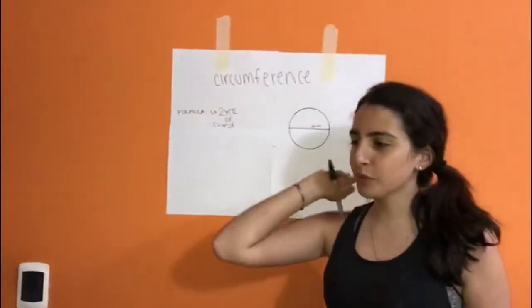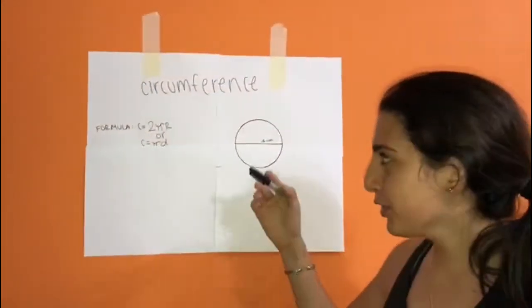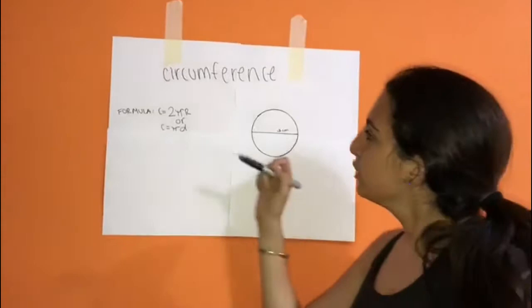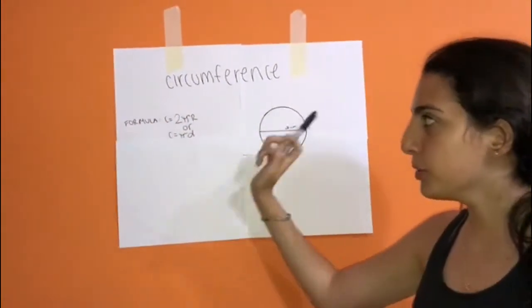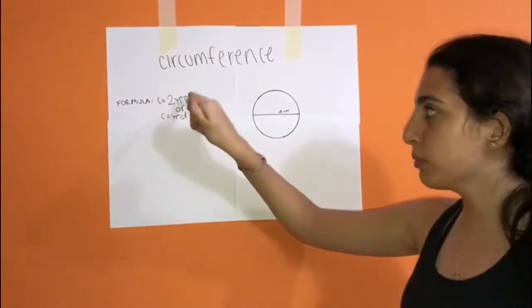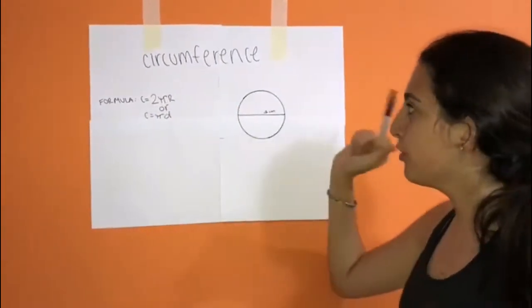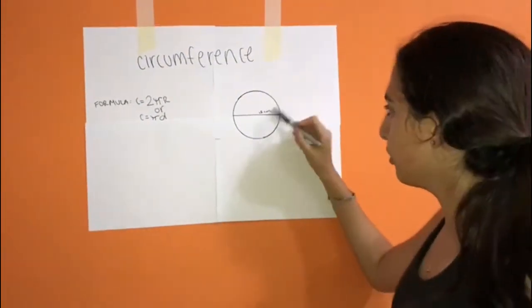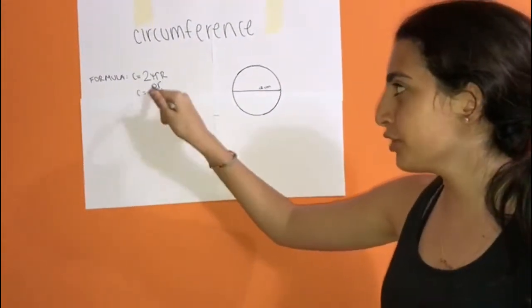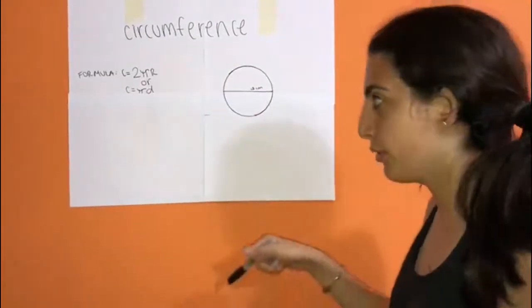Okay, so good morning. Today I'm going to show you how to get the circumference from a circle. So first you need to know the two formulas. The two formulas are 2 pi r, that's 2 times pi times the radius, or if, like in this example, you're given the diameter, circumference equals pi times diameter.